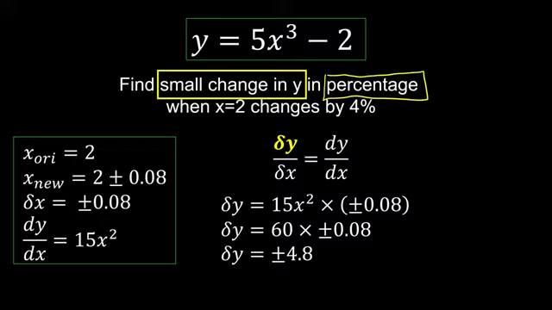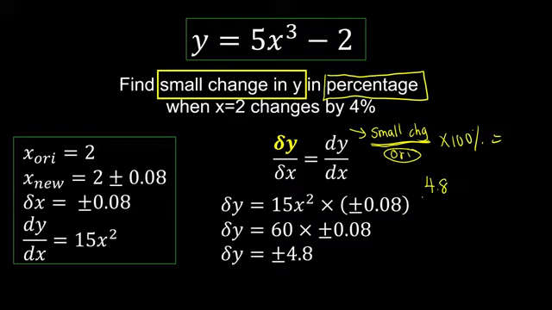So remember how to find it? The easy way is like this: just the small change divided by the original times 100%. This is how you find the small change in percentage. It's whatever we are concerned with, compared to the original, times 100%. So what is the small change in y? We know it's 4.8. What is the original y?